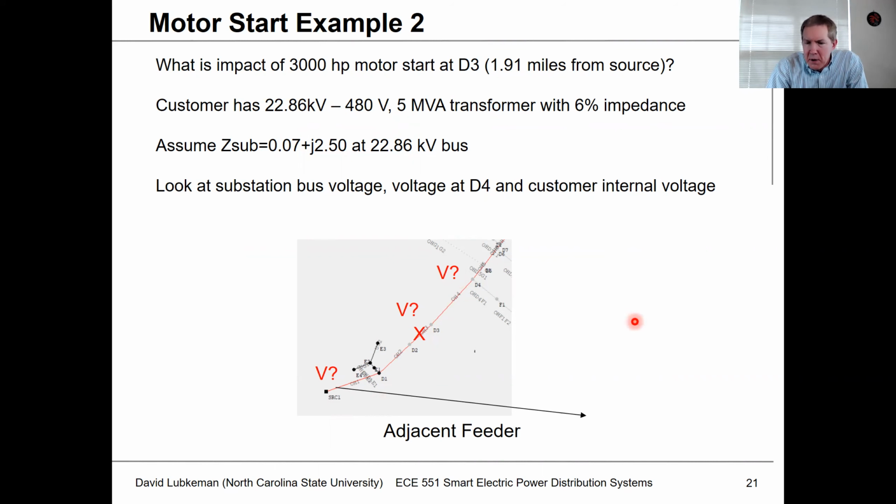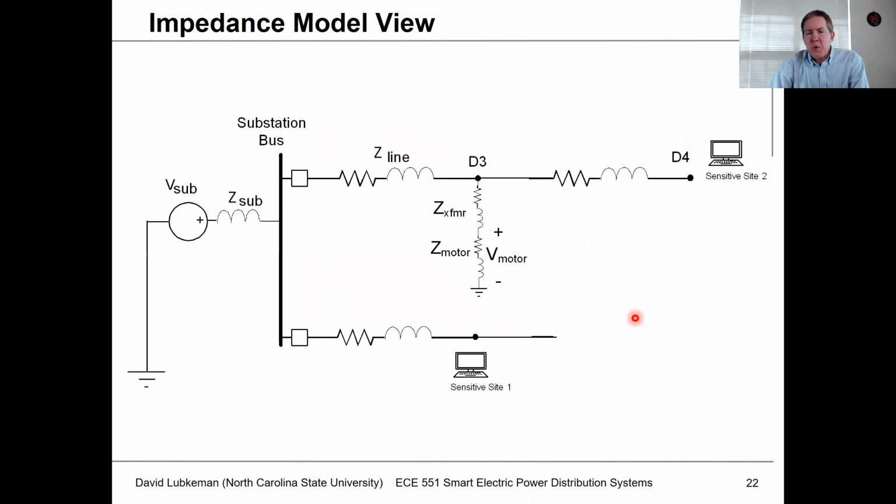And as far as the way we can view this, it's similar to what we showed before. You've got the substation, you've got the line impedance up to the location where we have the motor. We're modeling the transformer in series with the motor. This is going to be the locked rotor impedance.